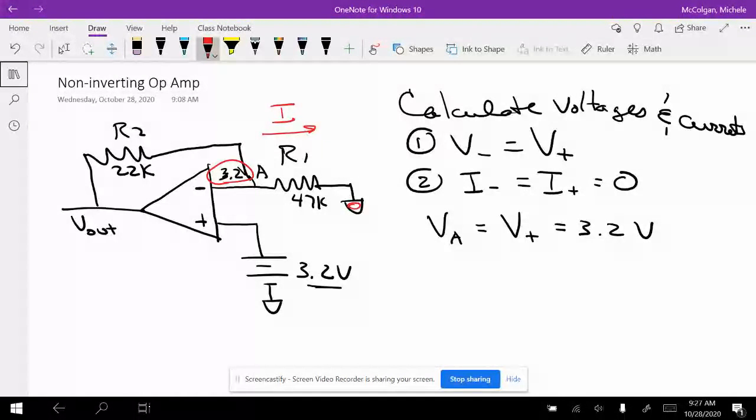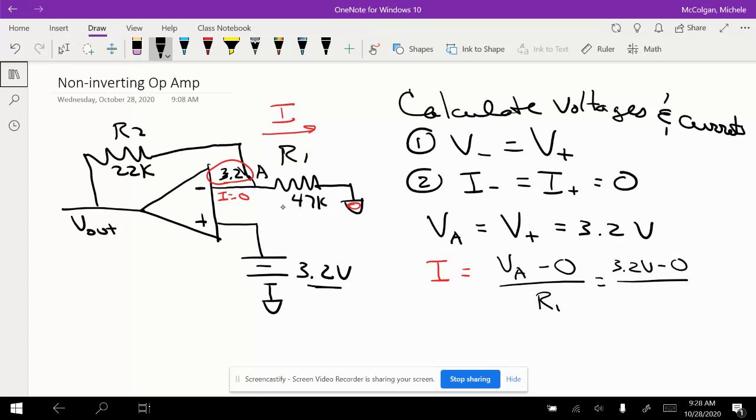So I can find, so that's what I'm trying to find. If I find the current, I know there's I equals 0 here. So I know that the current through R1 is the same as the current through R2. So let's solve for I. So I is going to equal the voltage drop across R1. So that's 3.2 volts. Let's do the equation first. So we're going to say V at A minus 0, because that's the ground, over R1. And so that's going to equal 3.2 volts minus 0 over 47K. And so I then is equal to 68 microamps.